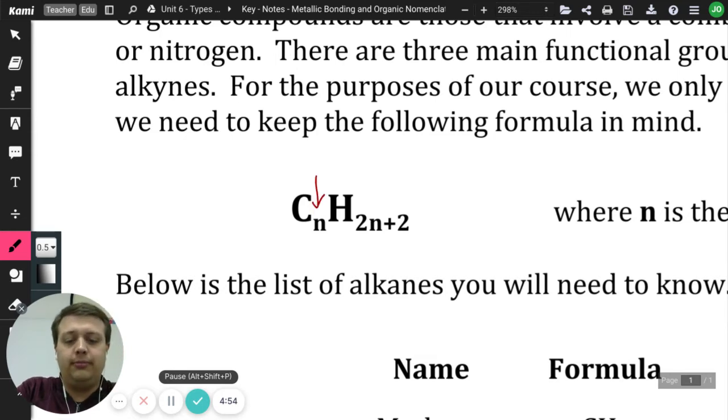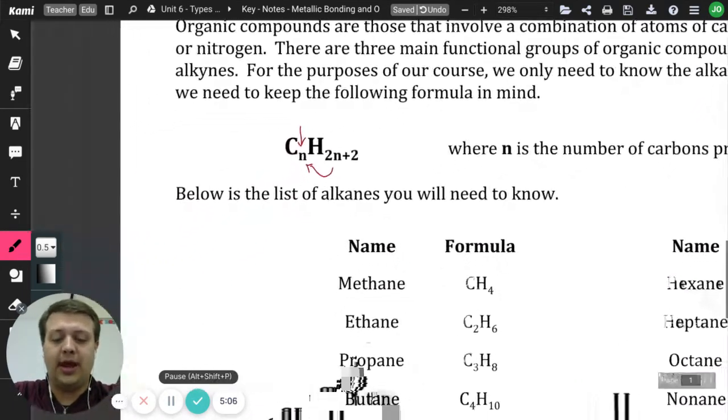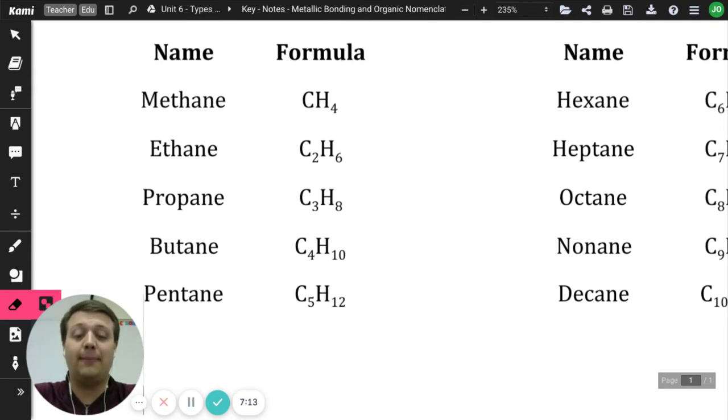So it is the number of carbon, and then you have your hydrogen, and your hydrogen number equals twice the number of carbon plus 2. Okay, where N is again the number of carbon that we have. Looking at our organic compounds, you are going to need to know these 10 organic compounds. So we've got methane, ethane, propane, butane, pentane, hexane, heptane, octane, nonane, and decane. So you are going to need to know the formula and the name for all 10 of those organic compounds.